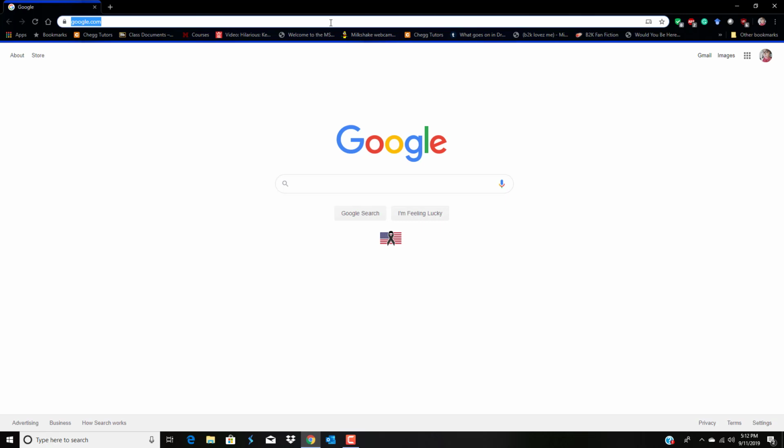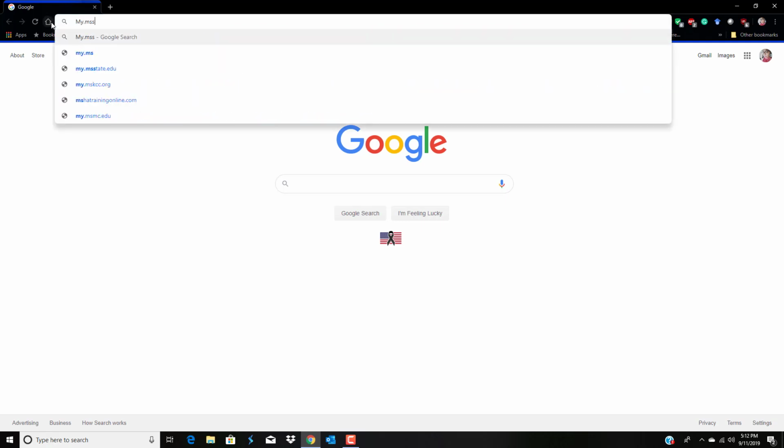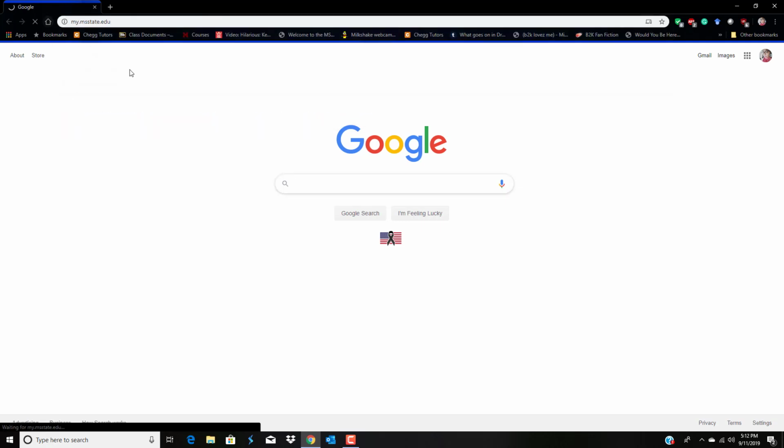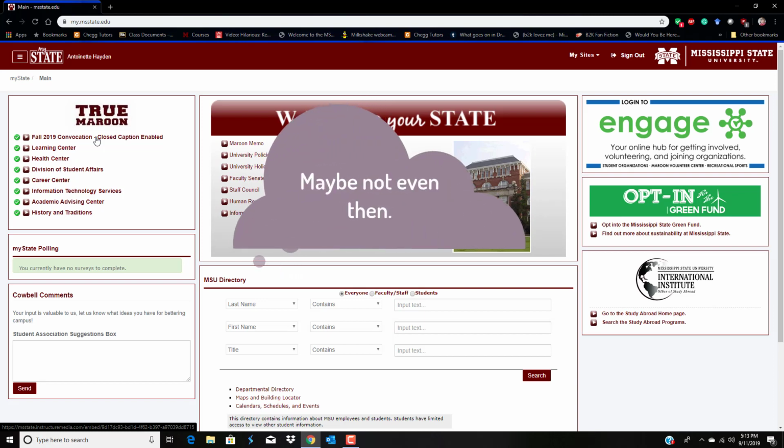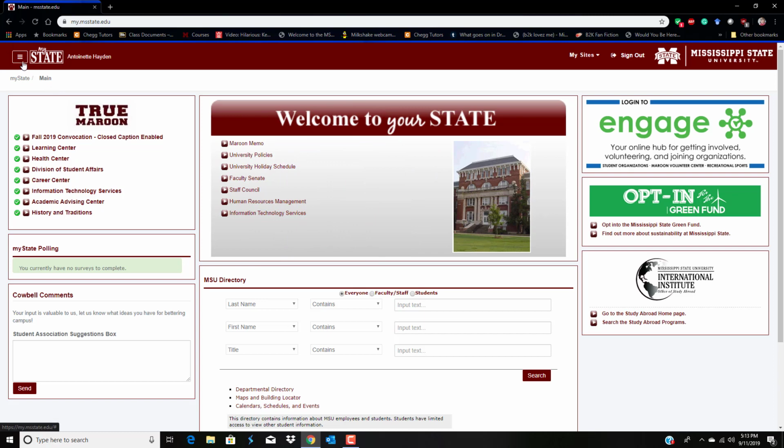And there are two ways to get to Canvas, and I think you all are most familiar with going to my.canvasstate.edu. So mine just popped up because I have the 24-hour login. I suggest that you only do this when you are working on your own personal computer. Even then, be careful, because if other people have access to your computer, they have access to your MyState, which can get a little dicey.